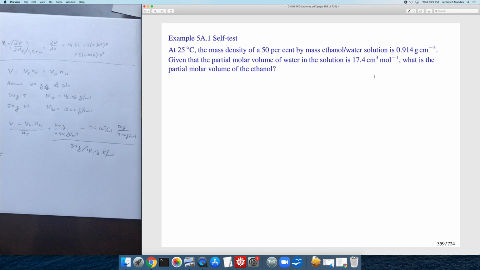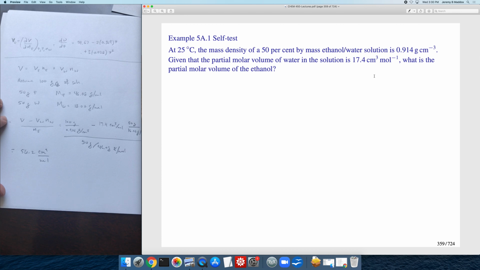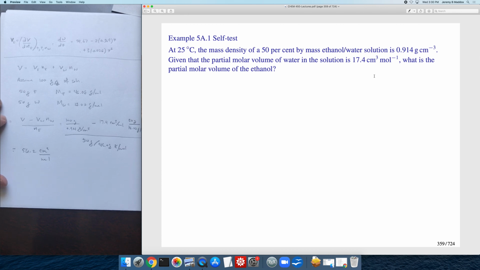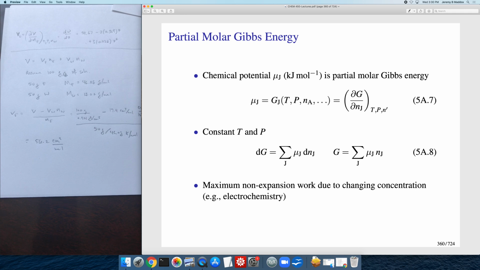So I'll run this through my calculator here. And if all went well, I got 56.2, and that's going to be centimeters cubed per mole. Hopefully I didn't make a mistake. Okay. Well, that was partial molar volume.